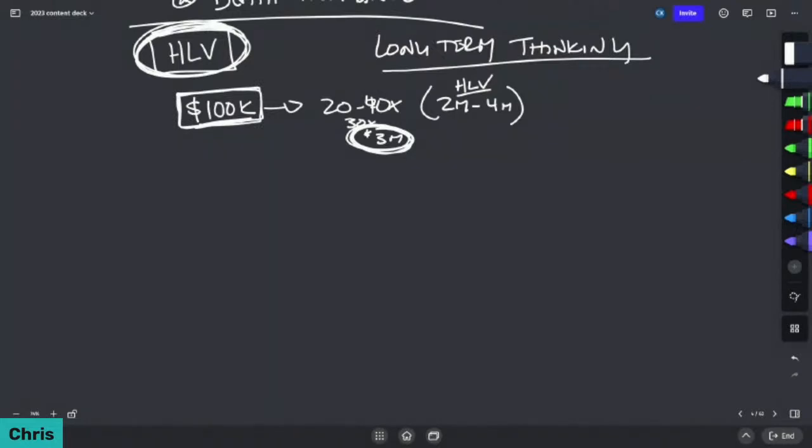But life insurance companies cannot insure you based on future potential. They can only deal with what's in front of them in this moment in time. And so this is where the idea of stacking policies comes in, right? So think about it this way.